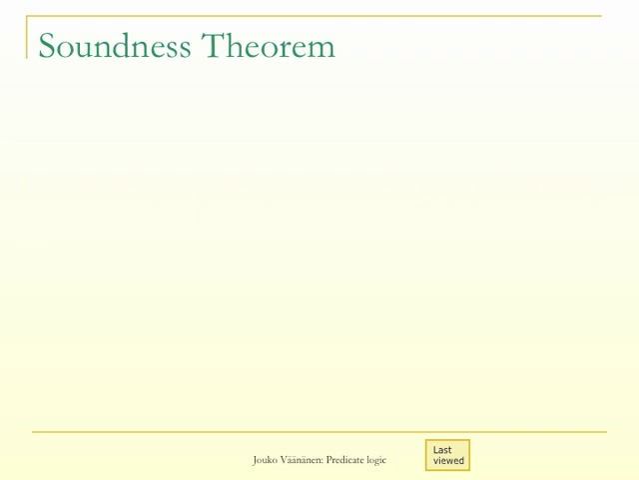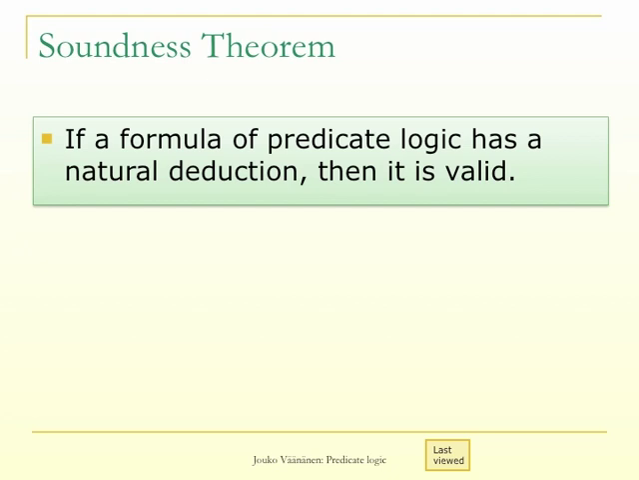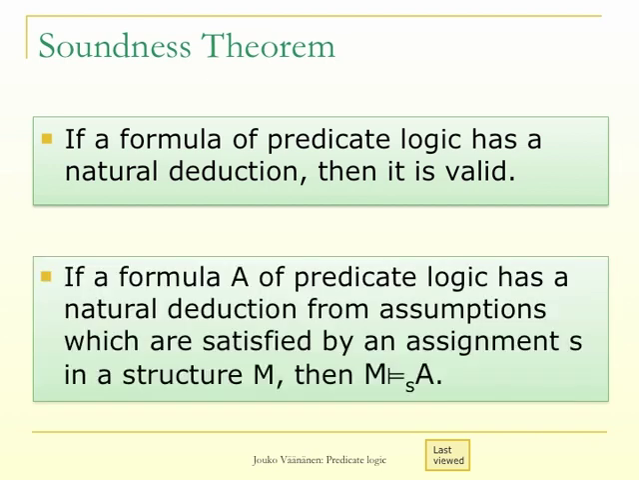Let us now formulate the Soundness theorem, the result that we have proved. It says, if a formula of predicate logic has a natural deduction, then it is valid. Or more exactly, if a formula A of predicate logic has a natural deduction from assumptions which are satisfied by an assignment S in a structure M, then S satisfies A in M.